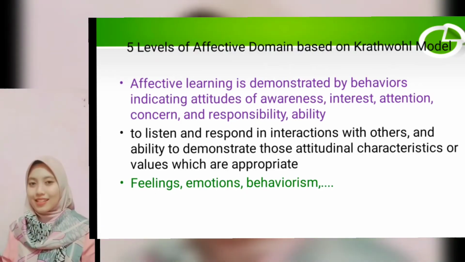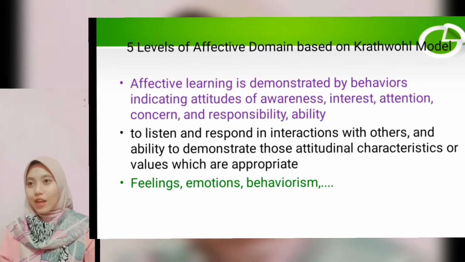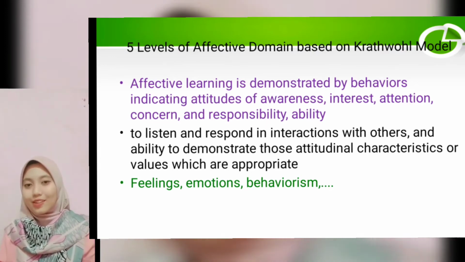Besides Bloom's taxonomy of cognitive levels, we also have 5 levels of the affective domain based on Krathwohl's model. So let's go through it.